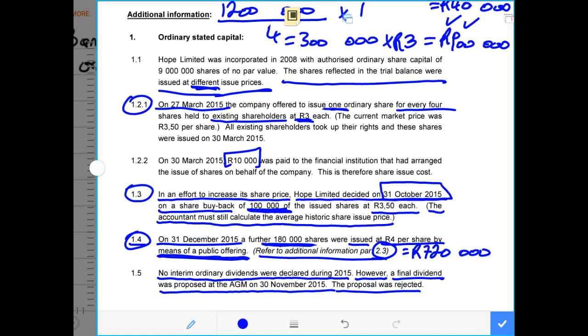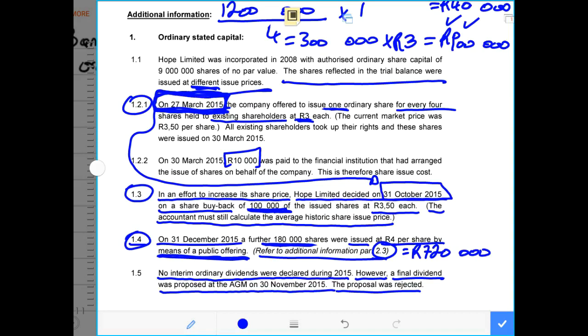So now in this place we need to take into cognizance the time frame, because we have the right issue that took place on the 27th of March in the same year. And the buyback is at the end of October. It means when the buyback took place, we have to first record the shares that were issued during the year, because these shares would have already been in the share register.